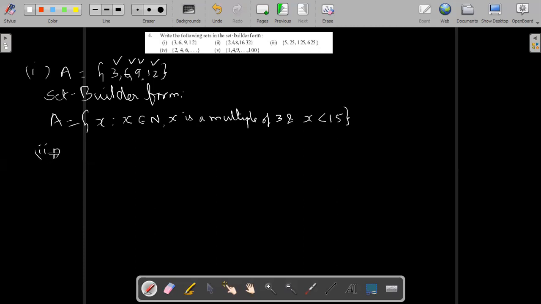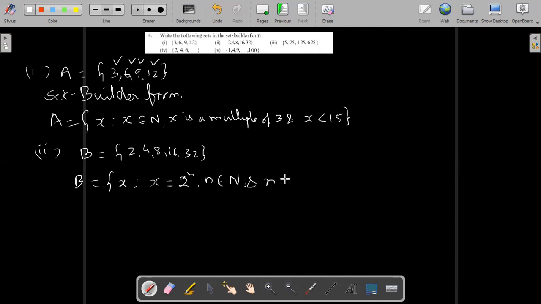Now the second set, B: 2, 4, 8, 16, 32. Only 1 minute left. So these are powers of 2: 2 raised to power 1, 2, 3, 4, 5. So in set builder form, B is the set of all x such that x is equal to 2 raised to power n, where n is 1, 2, 3, 4, 5, and n belongs to natural numbers, and n is less than or equal to 5.